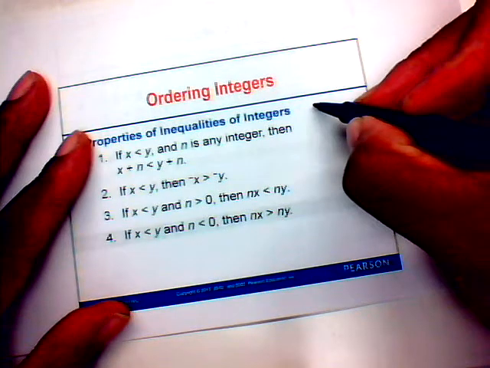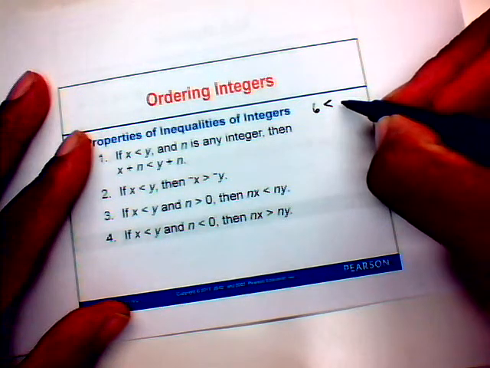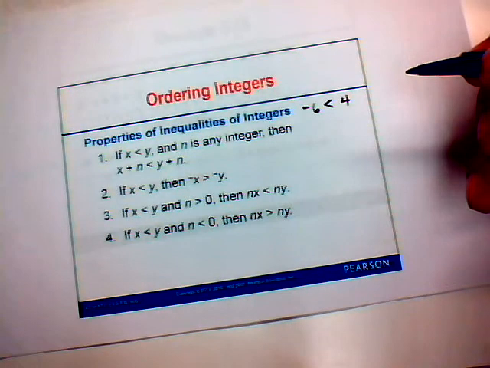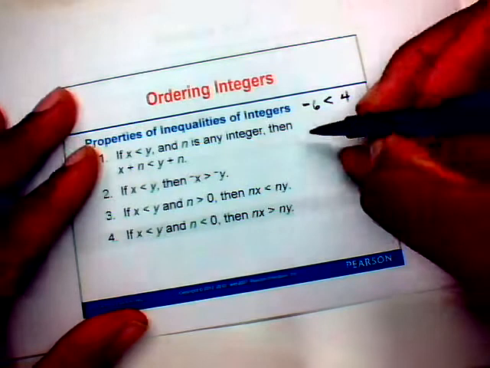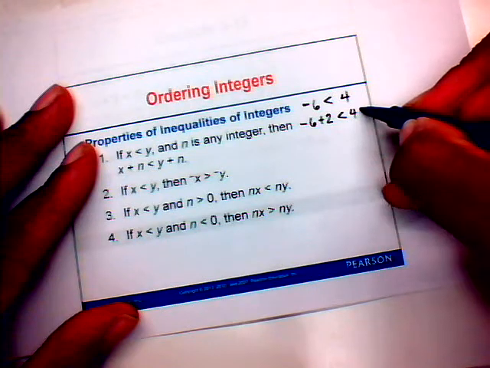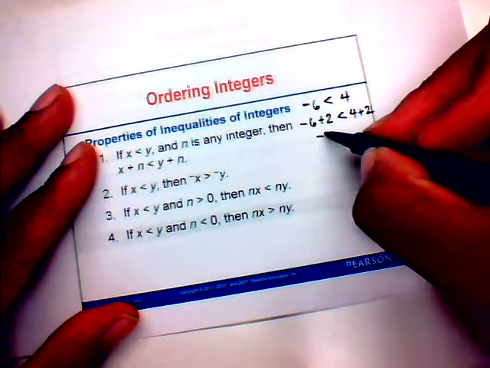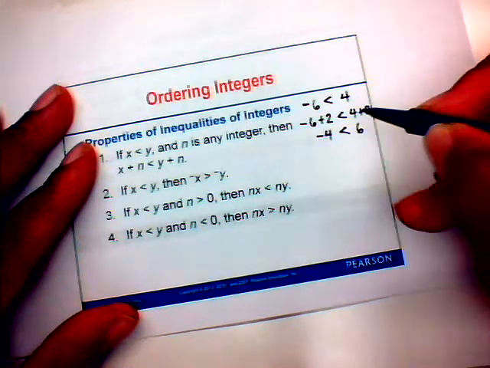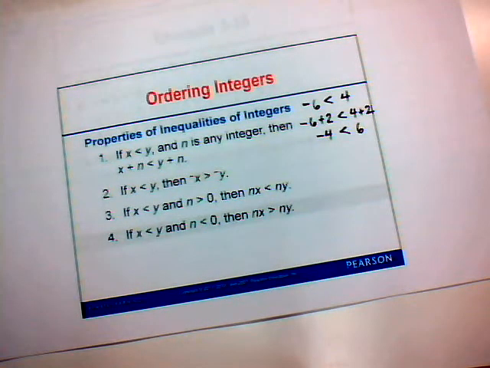An example of that, let's say negative 6 is less than 4. That's true. But let's say I add some integer n, like 2. Negative 6 plus 2 is negative 4. 4 plus 2 is 6. Negative 4 is still less than 6. Okay? So that's what property number 1 is saying. I can add any integer to both sides of an inequality, and that inequality will still be true.